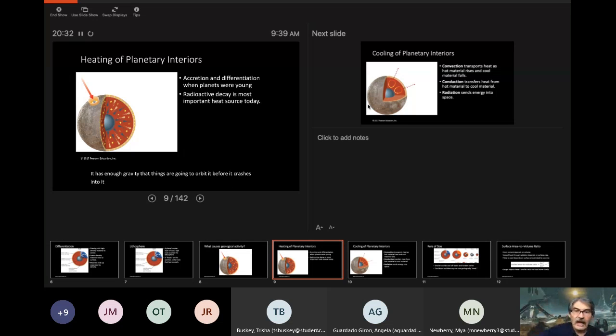And differentiation, where the material is sinking to the bottom. Accretion is actually, by the way, responsible for a good portion of cratering events that happen on all the terrestrial planets. But the other thing that's happening that is current to the importance of a planetary interior is the radioactive decay. So it is the radioactive decay which will actually make the planet interior hotter.